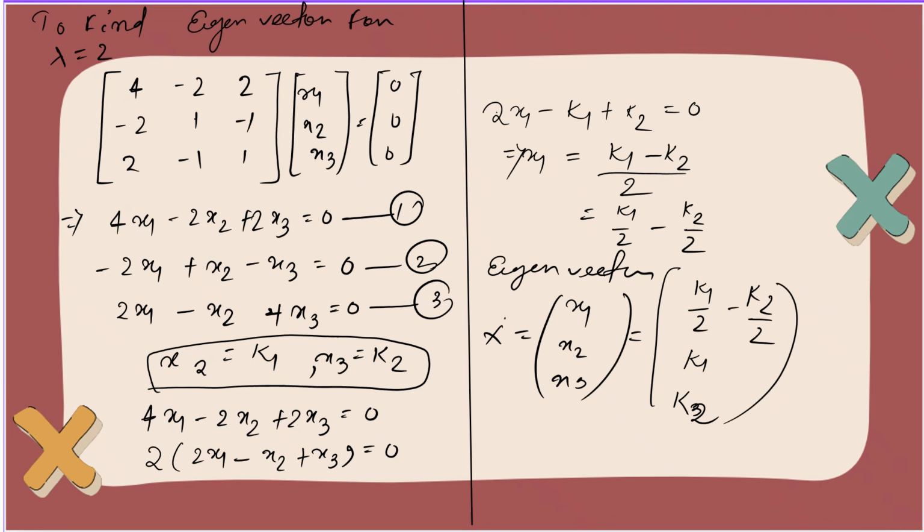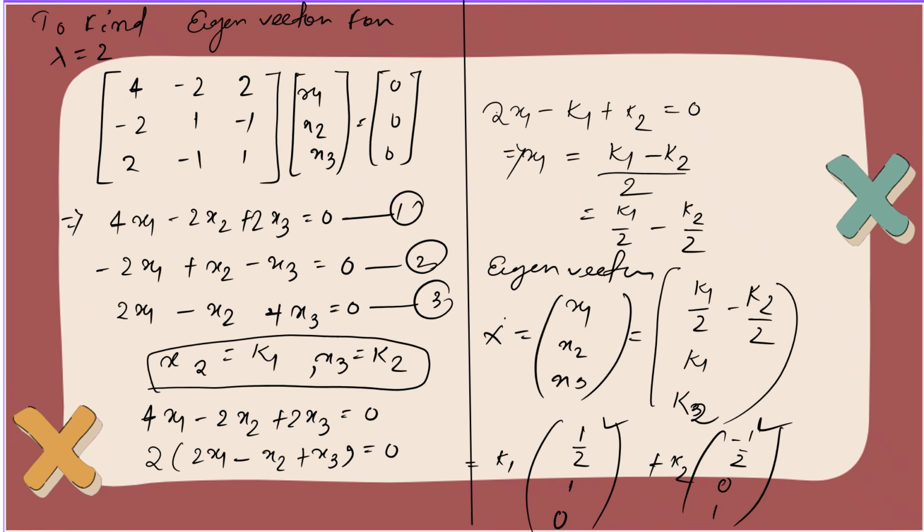X3 value is k2. So you have to take one side k1. When you take k1, you get 1 by 2, 1, 0, because here the k1 value is nothing. Similarly, we take another k2 here. So this is minus 1 by 2, 0, and k2 value is nothing, here 1. So these two vectors are your eigenvectors for this corresponding eigenvalue lambda equal to 2.